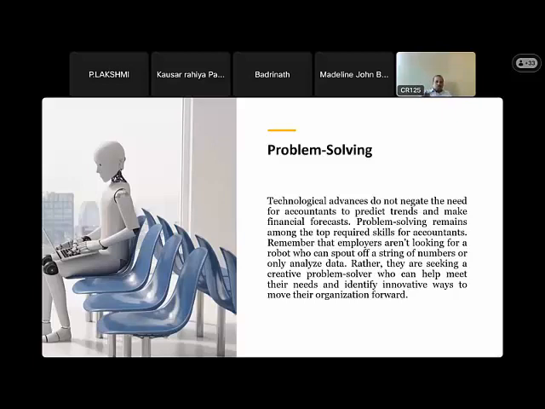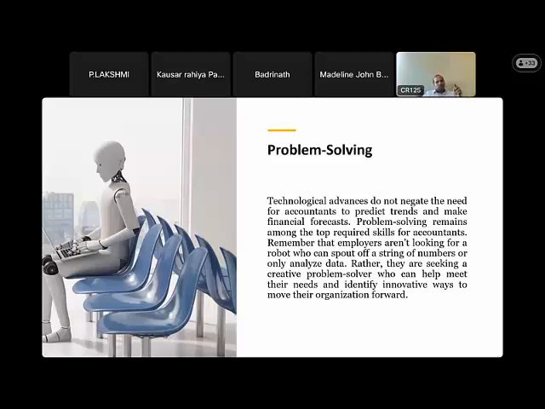Right? So technological advances do not negate the need for accountants to predict trends and make financial forecasts. So problem solving remains among the top input skills for accountants. That's why the accountant role has completely changed. The dimension has completely changed because of this problem solving nature. Earlier, organizations were treating the accountant as just someone to work with the information provided. But now these kinds of characteristics have been added, and the accountant role has been redefined.